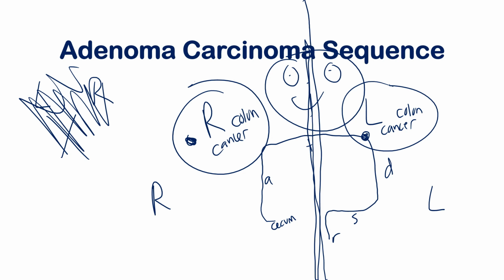So you could hear a term called left colon. When you have a cancer on the left side of the colon, the cancer itself is usually caused by this adenoma carcinoma sequence, because of an APC mutation. It's going to be because of that.